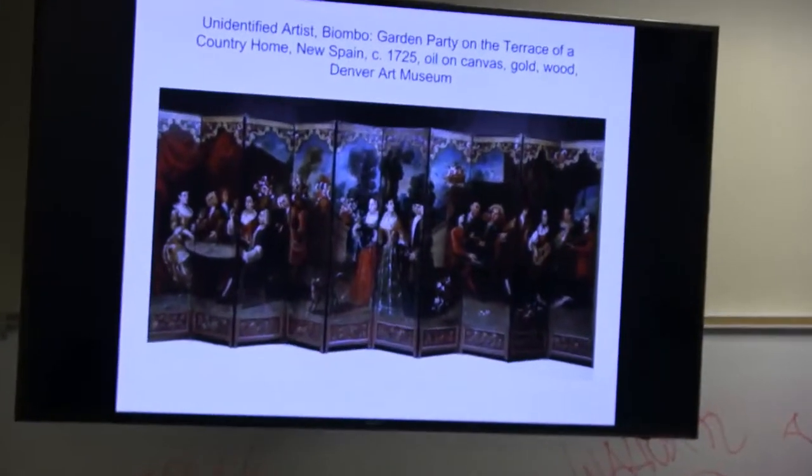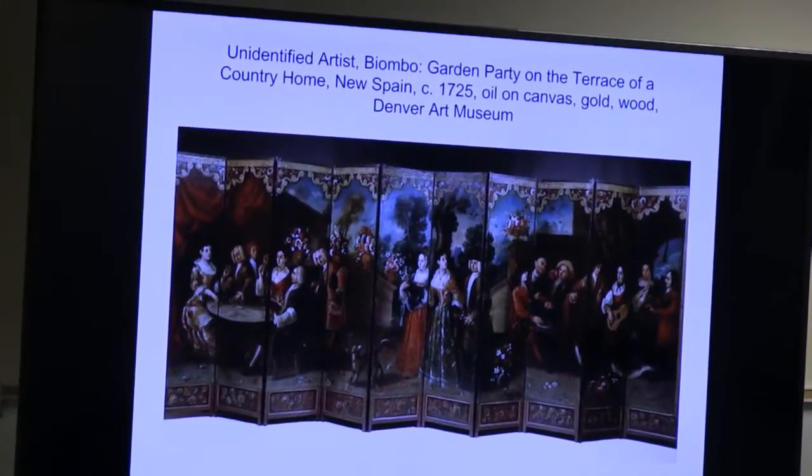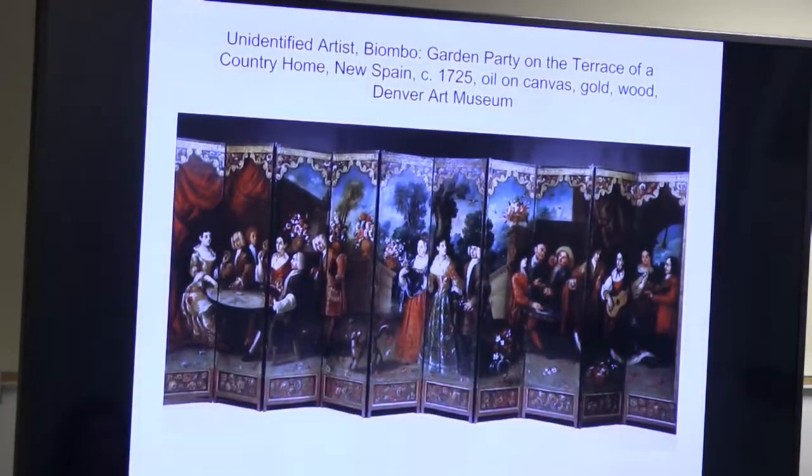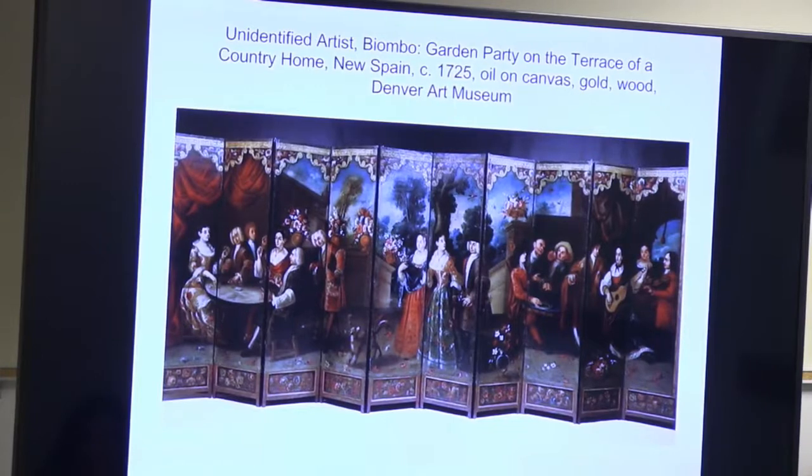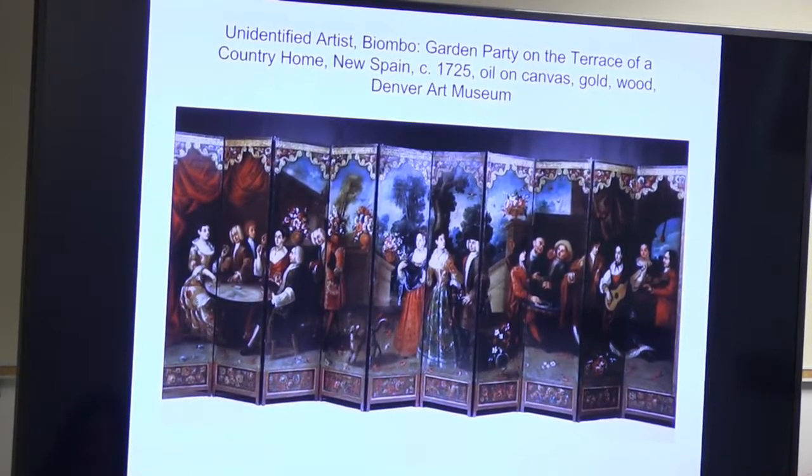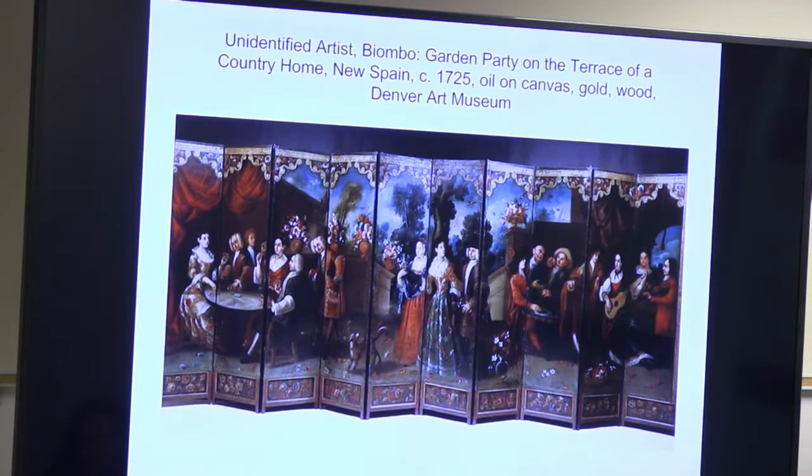Here's a genre scene. This is the one from the Denver Art Museum that AP should be using, in my opinion. And I'm hoping they see this because it'll be easy to get permission. And this is more representative of the biombo. It's a garden party on the terrace of a country home from around 1725. Again, oil on canvas, gold wood. And it's like a scene of people at a party. These people are playing cards, they're musicians, people are dancing. This gives us an idea of sort of some of the social activities or daily life in viceregal New Spain. We get a lot of information about costuming and like ceramics, material goods.